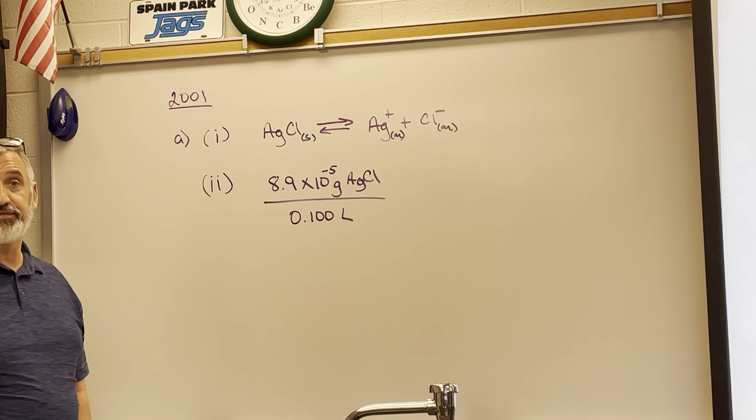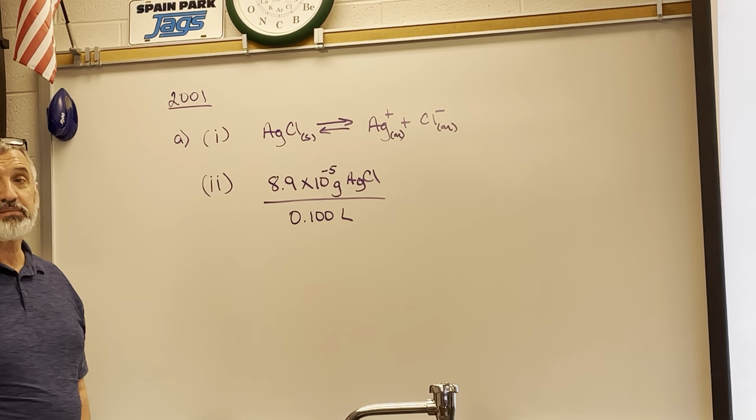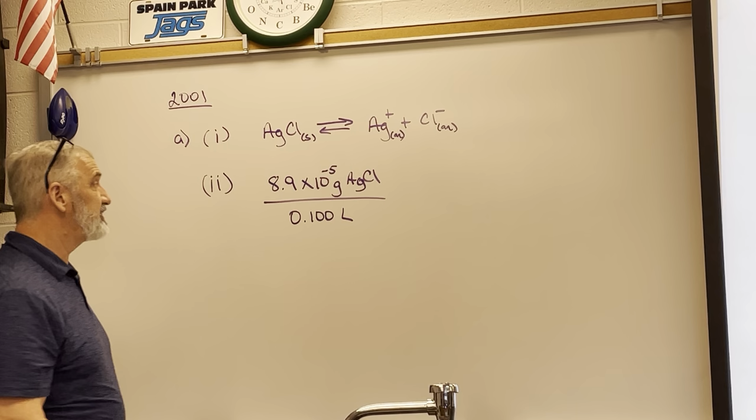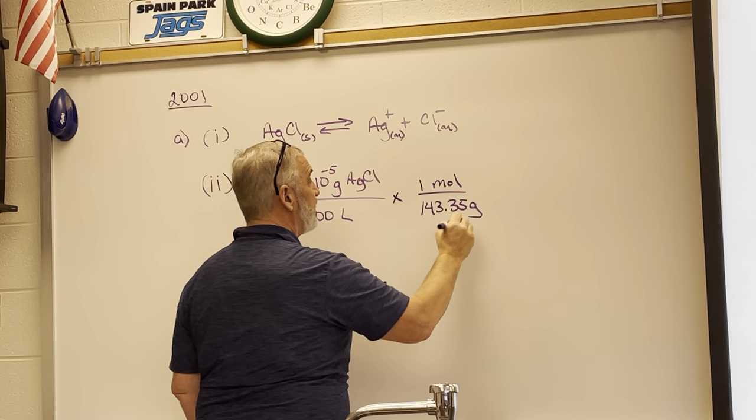Now, there's, again, multiplication and division are commutative, so there are different ways to do this. You can find moles and then in a second step divide by the liters, doing multiple steps. I'm just going to say this is my starting point. I have grams per liter, but I need moles per liter. So now what must I do? Use the molar mass, and I'm going to use my units: 1 mole over 143.35 grams.